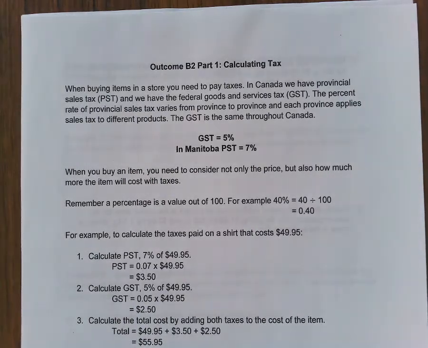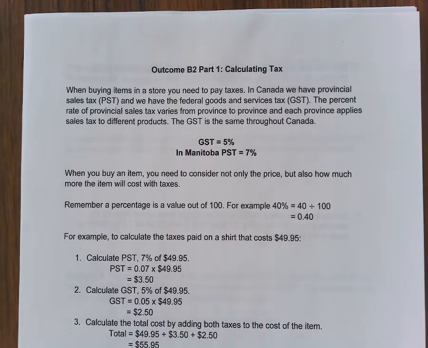In this lesson, we will be talking about calculating tax. So when you're buying an item in a store, you will need to pay taxes. In Canada, we have two different taxes. The first is PST, which is provincial sales tax. That tax money goes back to the provincial government of Manitoba.